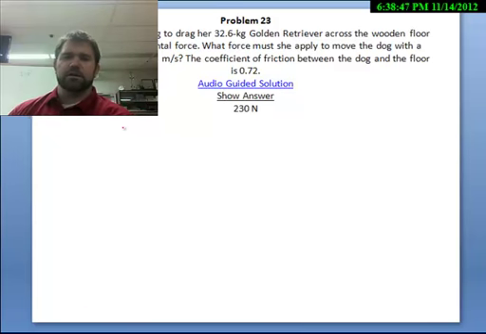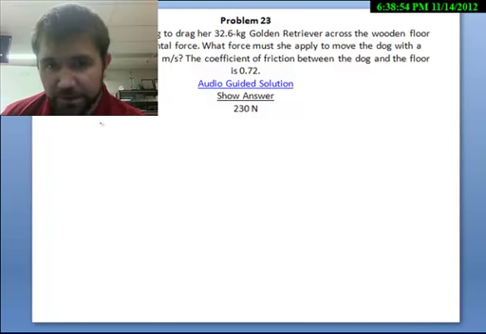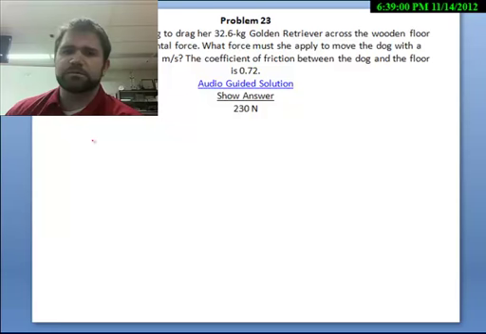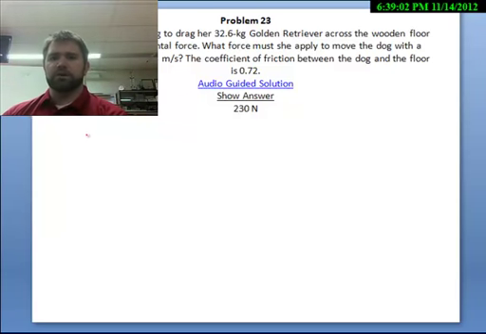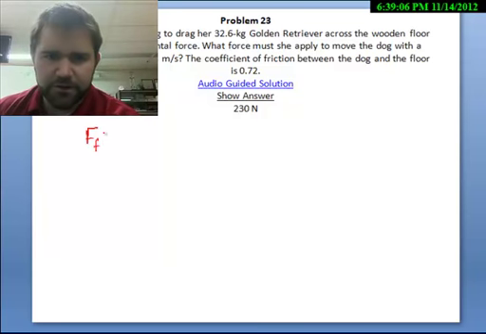Okay, second question. Alejandra is attempting to drag her 32.6 kilogram golden retriever across the wooden floor by applying a horizontal force. What force must she apply to move the dog with a constant speed of 0.95 meters per second? The coefficient of friction between the dog and the floor is 0.72. So we know that the force of friction is equal to the coefficient of friction times the normal force.